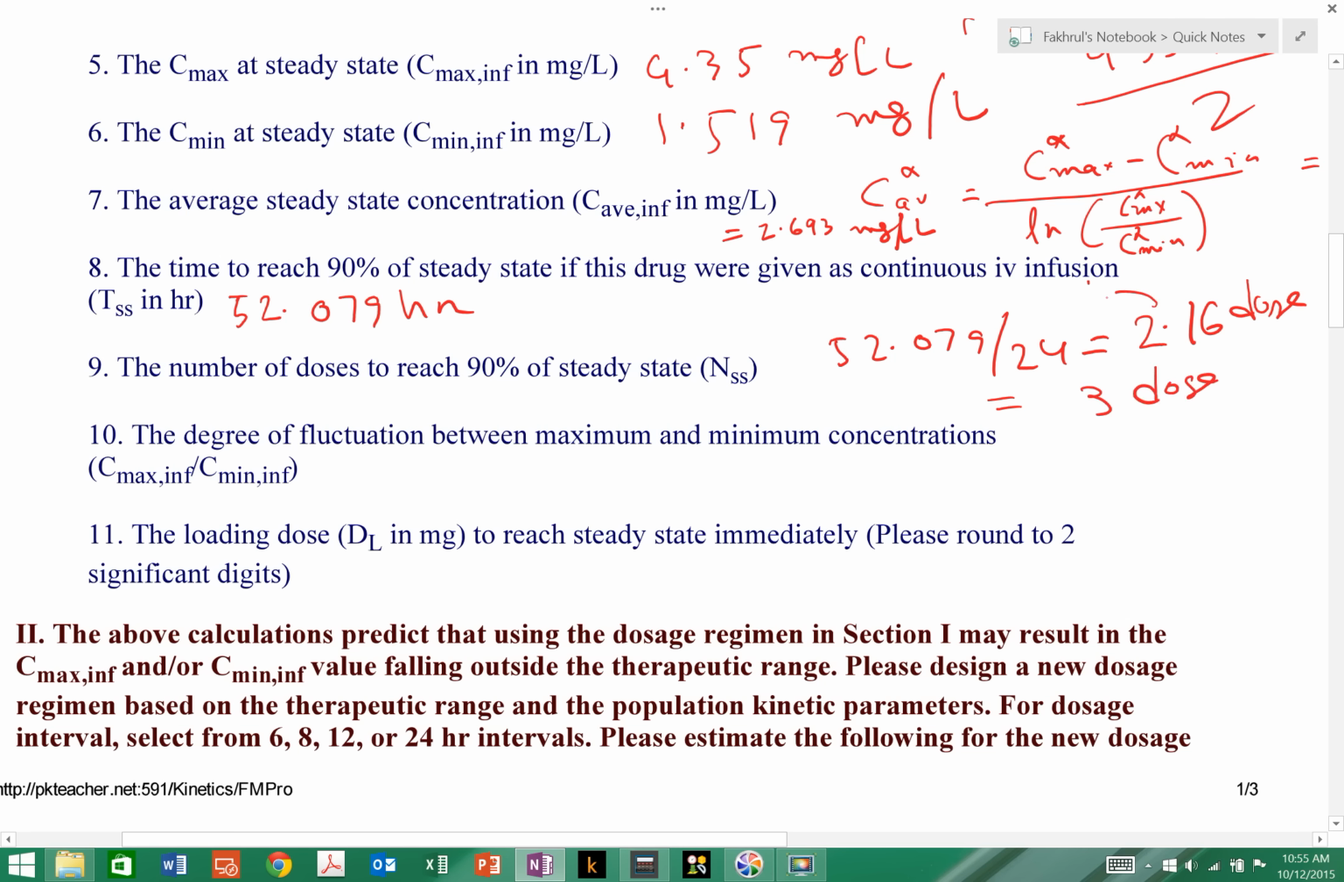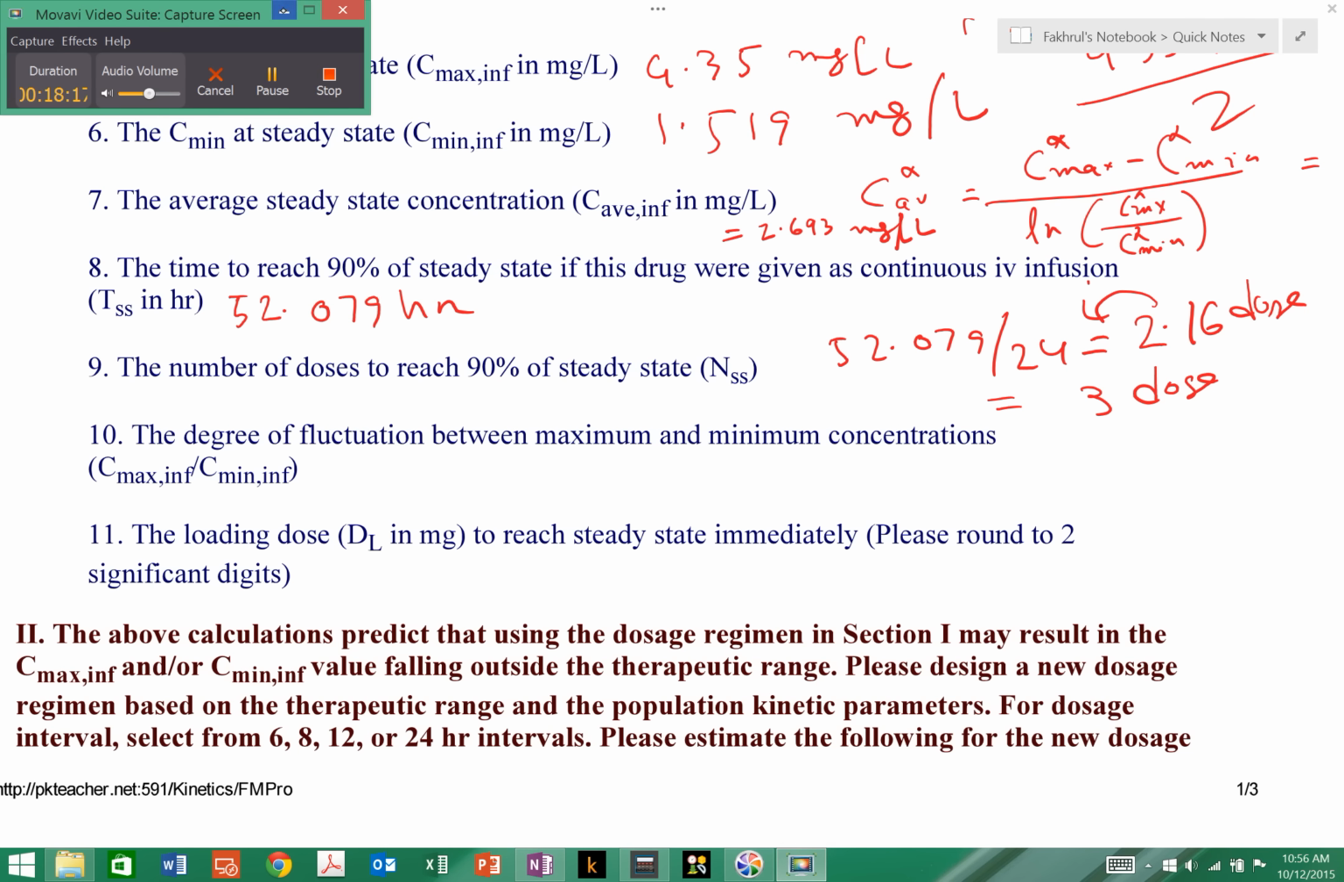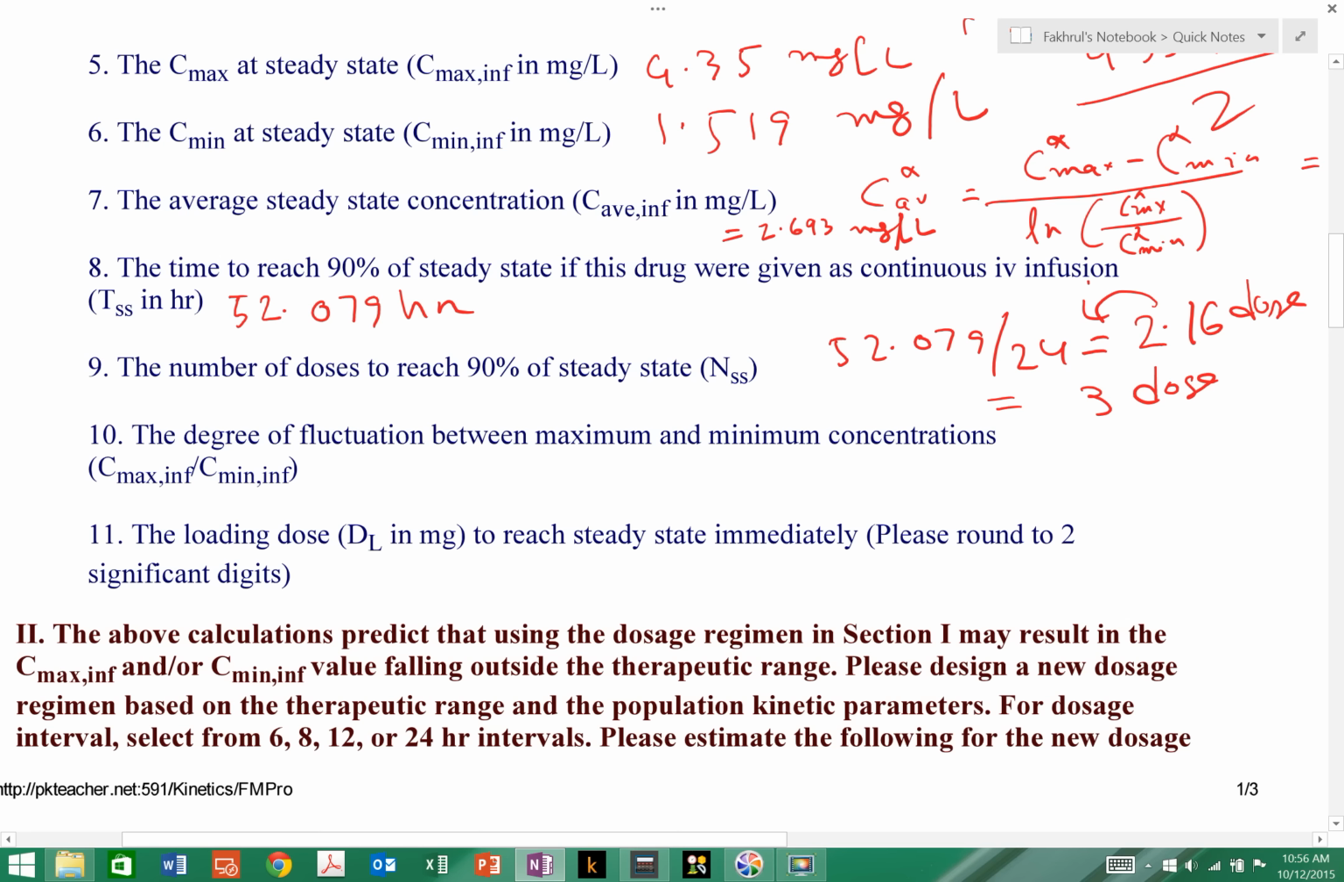So then we have to extend to 3 doses. But we cannot go down. If you go down, that would put the Cmin below the therapeutic level. That's why we have to use a higher number of doses. Our goal is to keep the drug within the therapeutic limit between Cmin and Cmax. And the degree of fluctuation between maximum and minimum concentration, you can calculate using this equation.